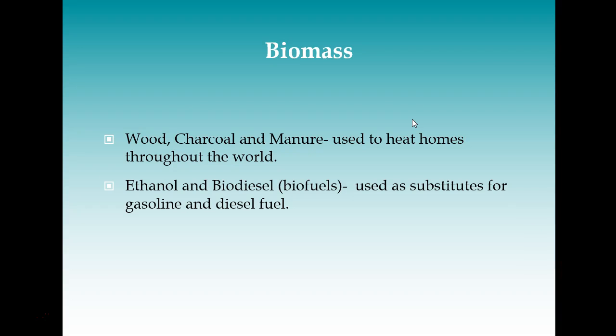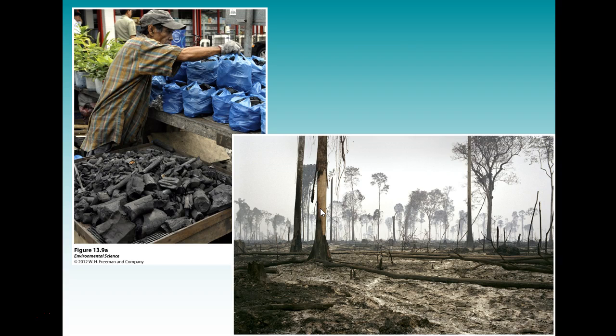So what do we mean with biomass? Wood, charcoal, which is dried wood, manure even, ethanol, biodiesel, which are substitute fuels derived from corn instead of from fossil fuel. We can see here, the man is preparing charcoal to be burned, so drying it out. We see here dead wood can be used and harvested for burning to get heat energy.